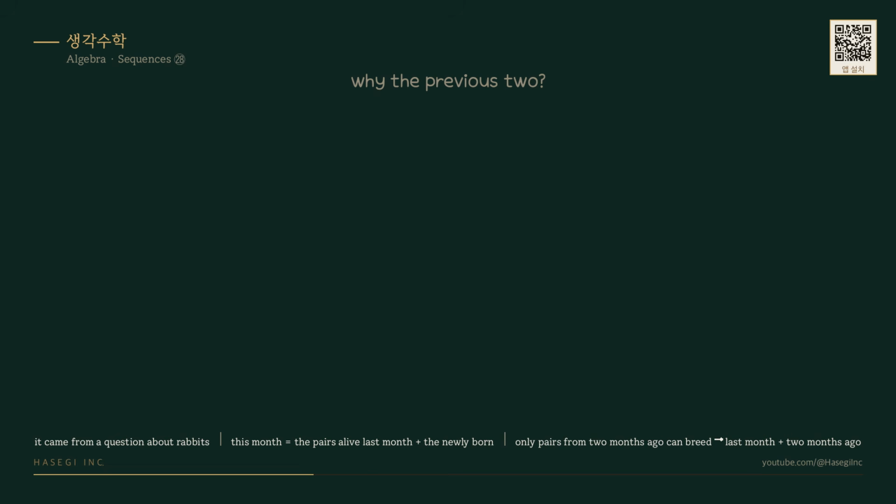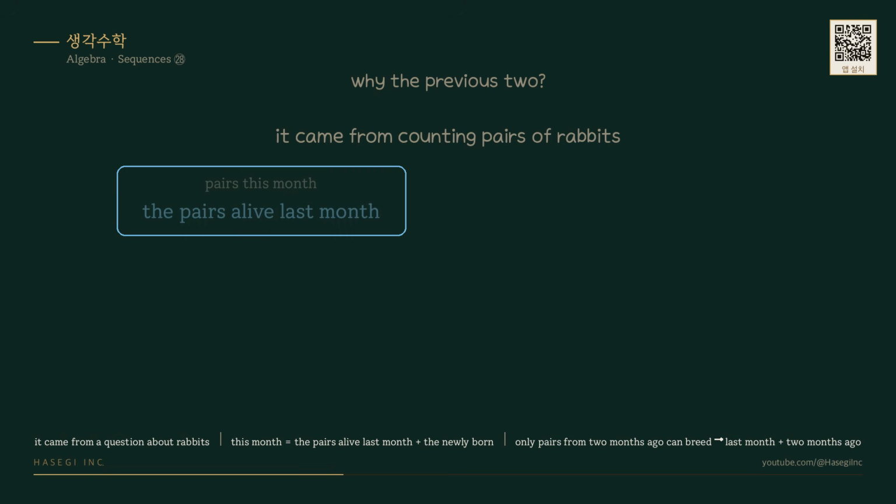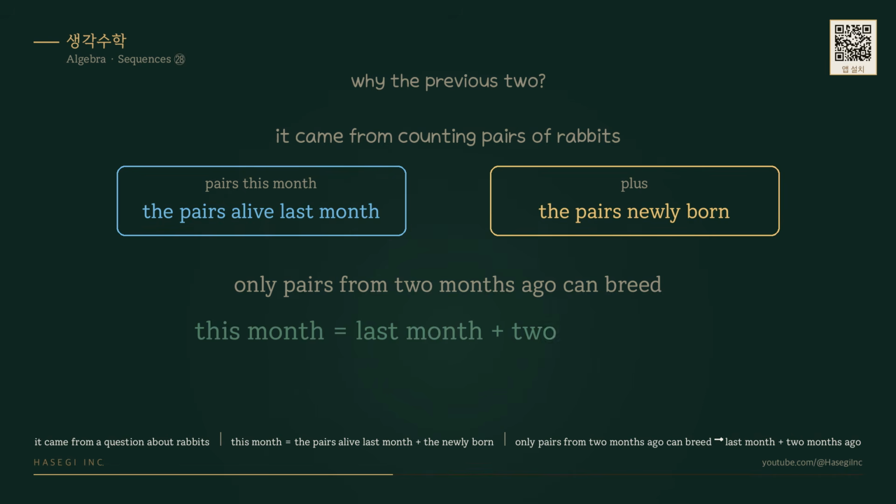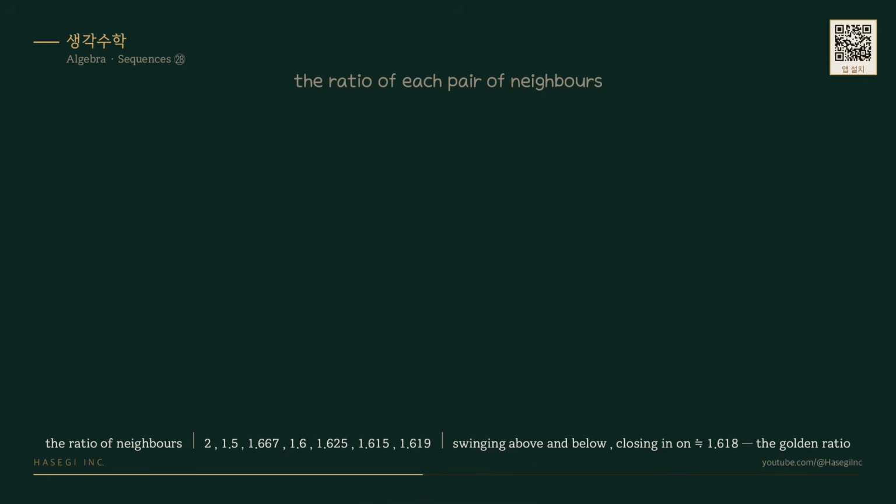Why the previous two, though? The sequence came from a question about rabbits. This month's pairs are all the pairs that were alive last month, plus the pairs newly born. But only pairs that have been around since 2 months ago can have young. So this month is last month, plus 2 months ago. The previous two added. Now for the interesting part.